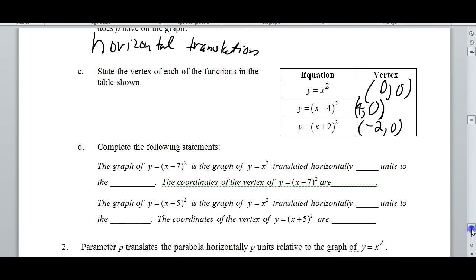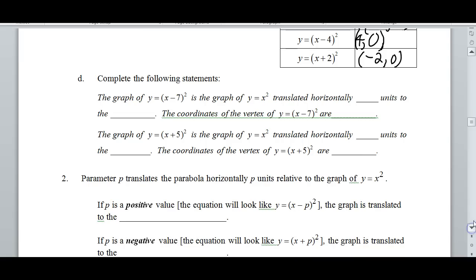So using that information, the graph of y equals x minus 7 squared is the graph of y equals x squared translated horizontally 7 units to the right. And the coordinates of the vertex are 7, 0. The graph of y equals x plus 5 squared is the graph translated 5 units. So we also have to say how many units and which way. To the left. The coordinates of the vertex are negative 5, 0.